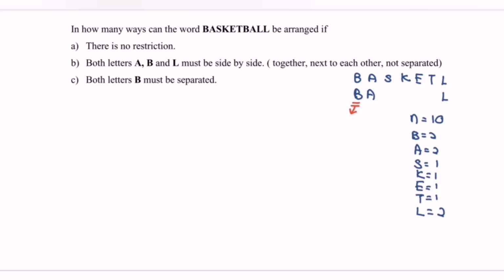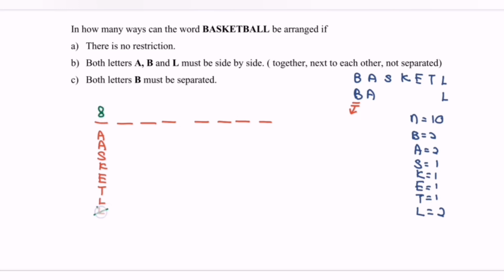So what we have is 2 alphabets for A, and then S, K, E, T, and 2 letters for L. So as a conclusion, we have only 8 elements left. So kindly focus on the situation where we have the double A, then S, K, E, T, and double L. So repeat the situation. How many possible situations can we have for the first box? So the answer would be 8.